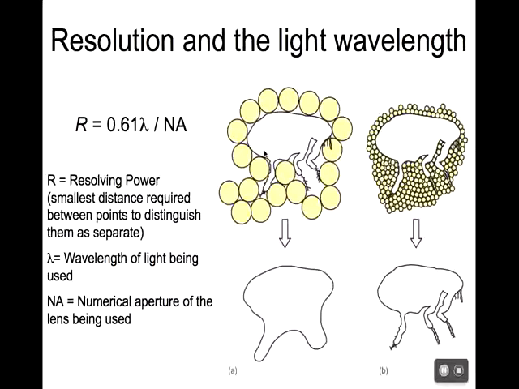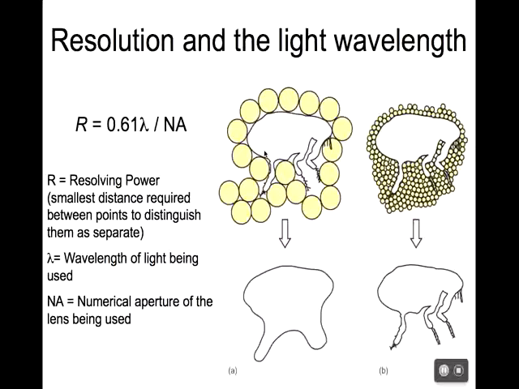Resolution, remember, is the clarity of the image, or the ability to distinguish two adjacent objects as separate. Resolution has to do with an equation that you see here. R is resolving power. Resolving power is the smallest distance required between two points to distinguish them as separate. In other words, how far apart do two objects need to be in order to resolve the image clearly? That's resolving power.